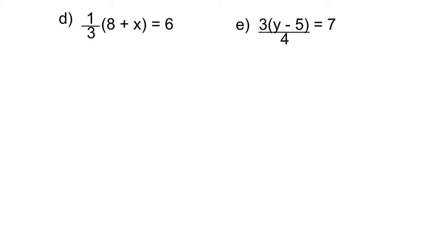Here's some more that you can try. So you've got fractions. You have to get rid of the fractions first. So to eliminate fractions, multiply by the denominator. Remember to do that for both sides.